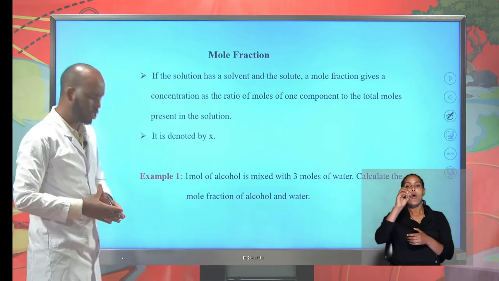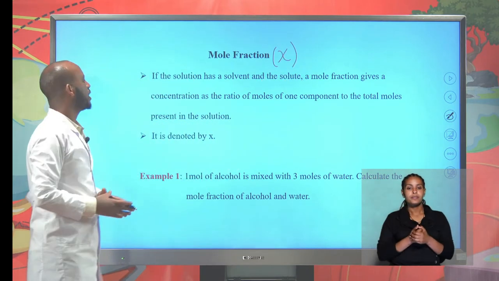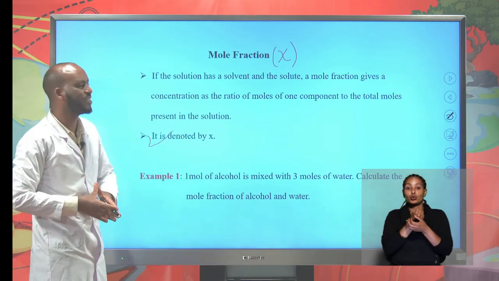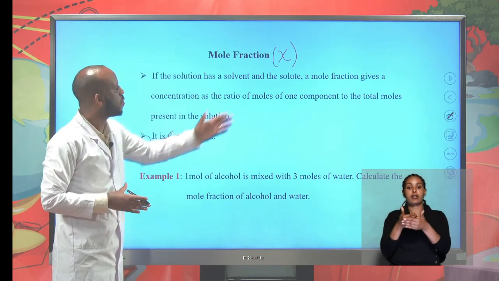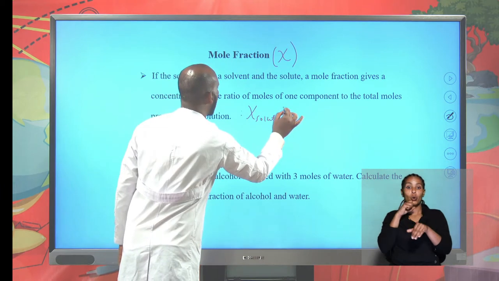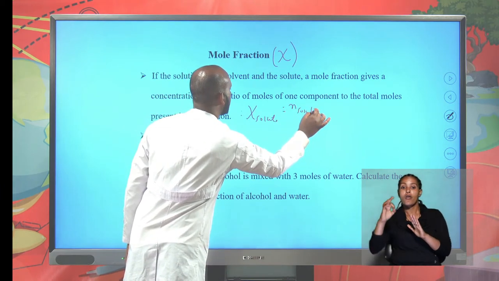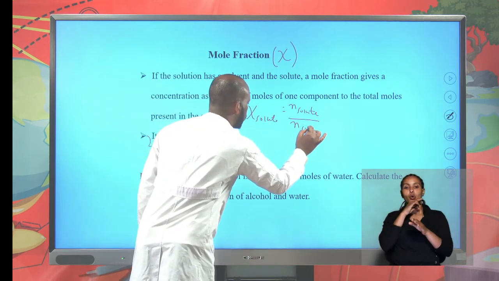Mole fraction is denoted by this symbol. If the solution has a solvent and a solute, a mole fraction gives a concentration as the ratio of moles of one component to the total moles present in the solution. If a solution contains solutes and a solvent, then mole fraction of the solute equals number of moles of the solute divided by number of moles of the solution.